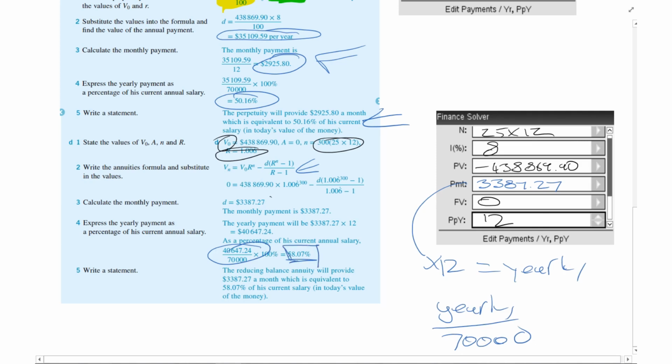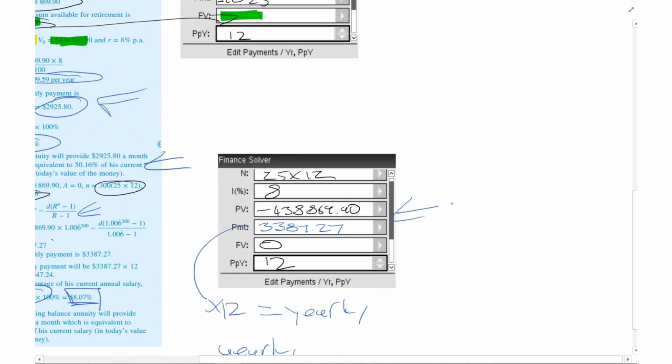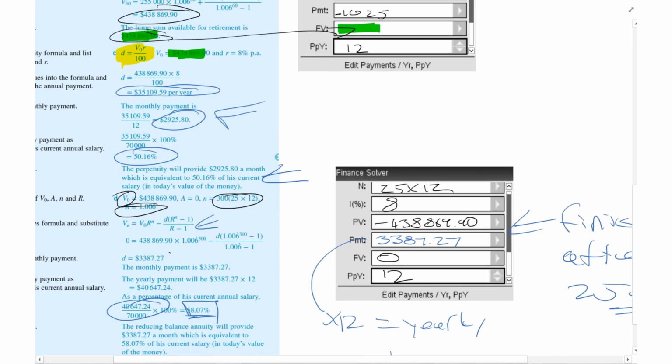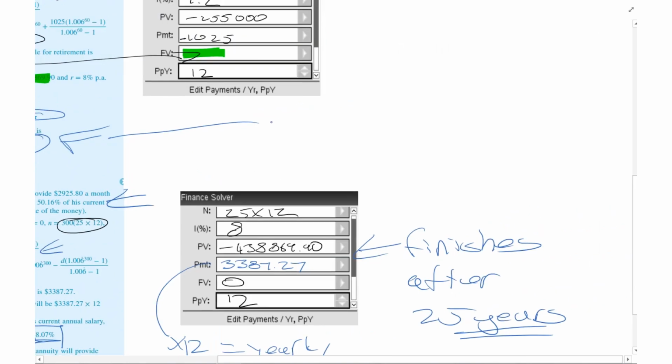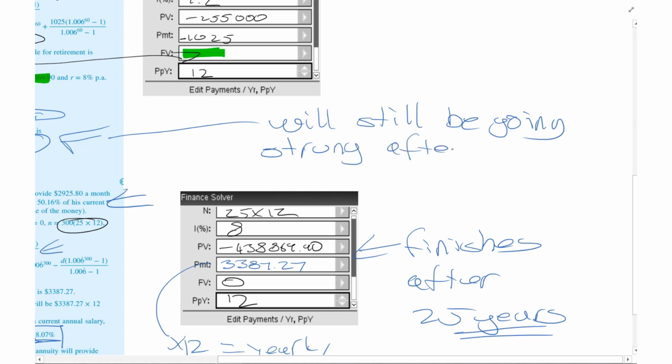The key point to take away from this: this one finishes, you've got no more money after 25 years. This one here will still be going strong after 25 years. Your choice if you have to make that choice. Okay, thank you. Bye.